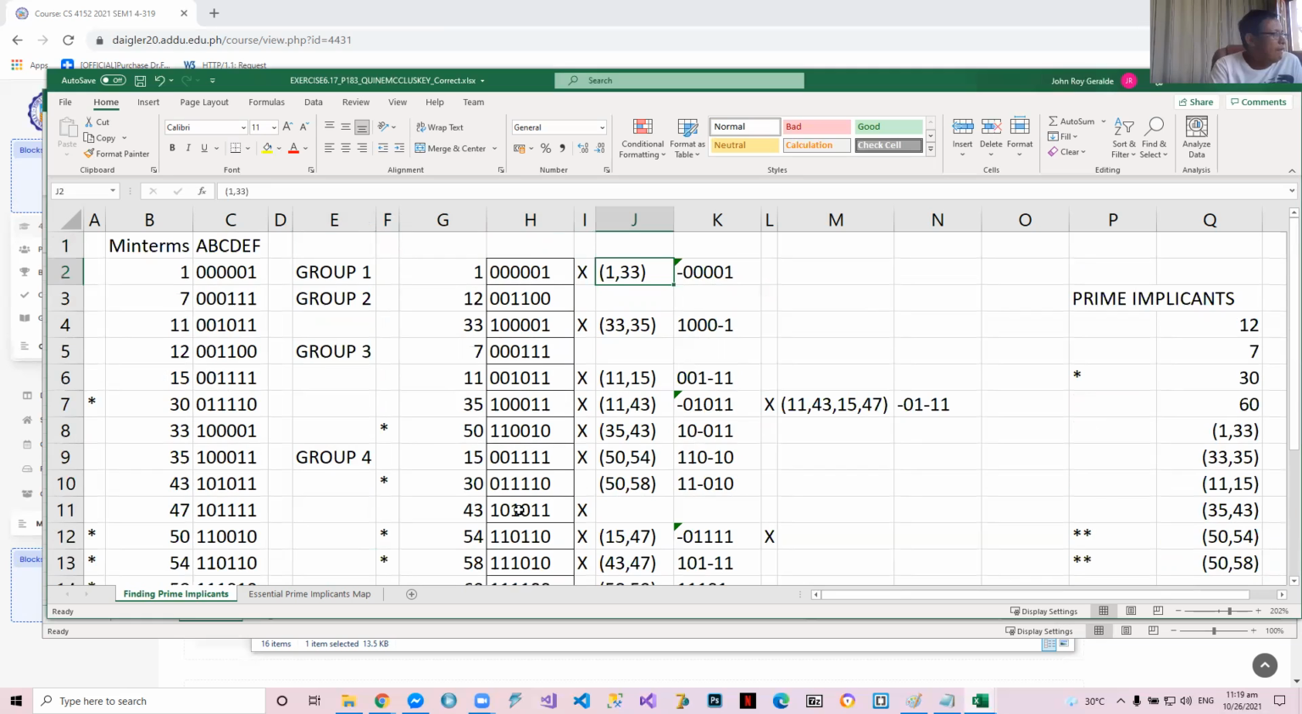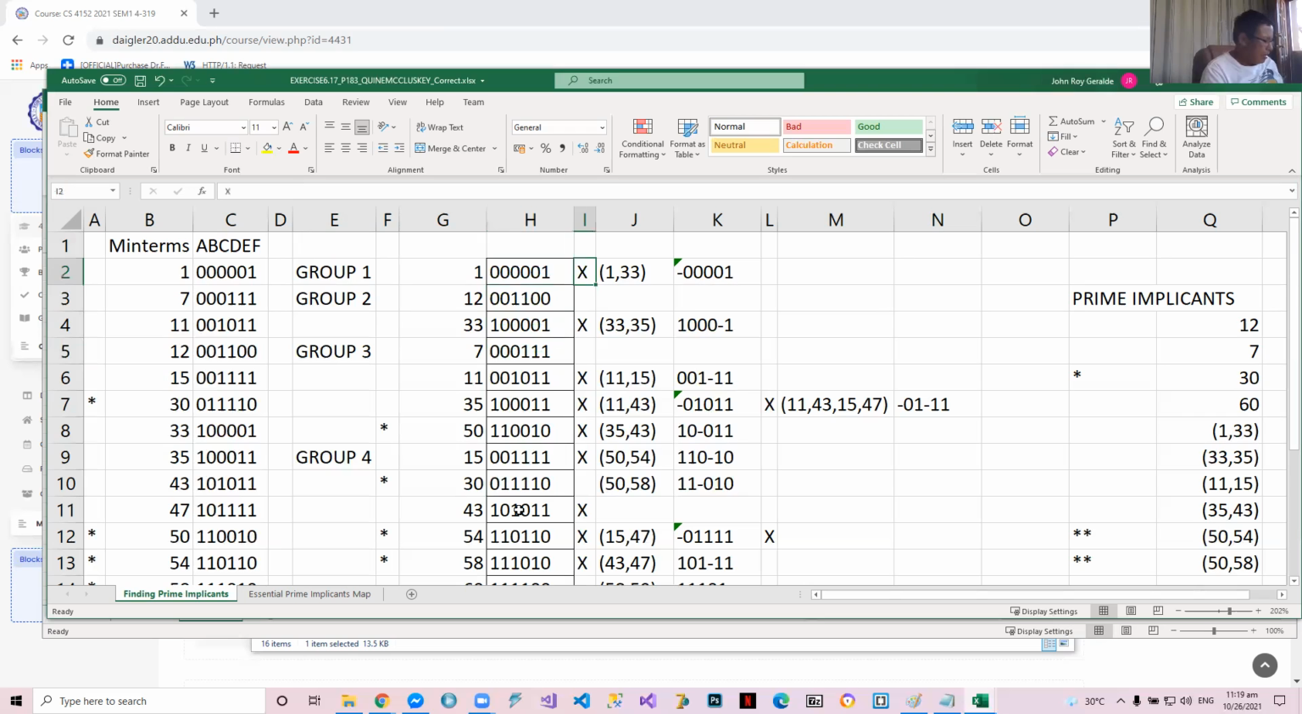So, okay, now we are going to compare 1 with 33. Okay? And then 1 with 12. 1 with 33. We are not going to compare it with 7 because it's not a neighbor. We are going to compare 1 with 12. Find out if they differ only in one position. If they differ in one position, we will list it.